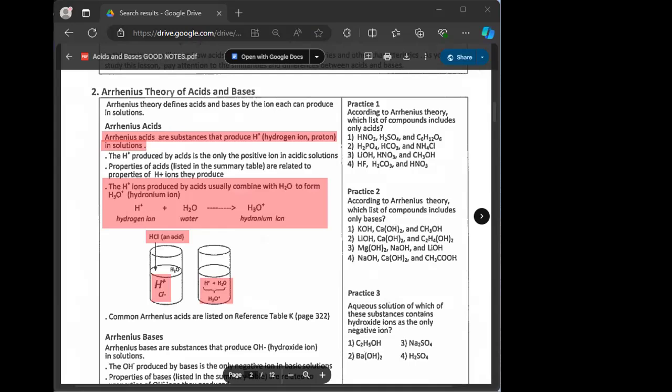Now for Arrhenius acids, acids usually begin with H. That means if you're looking at substances and it's asking which one of these is an acid or a base, all you have to do is figure out which one starts with an H. Literally, that's it. If it starts with an H, then that's the acid. And if it doesn't, then that's not the acid.